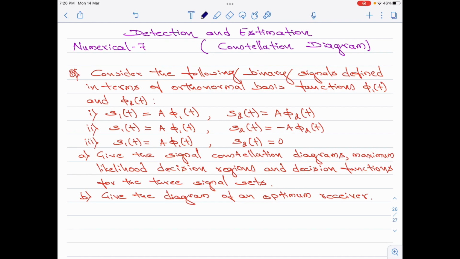In this video, I am going to take up the 7th numerical on detection and estimation. Let me read out the question first. Consider the following binary signals defined in terms of orthonormal basis functions phi1 of t and phi2 of t.